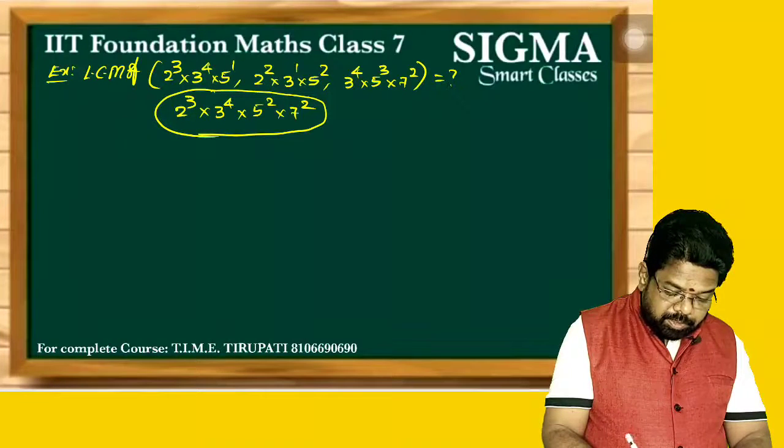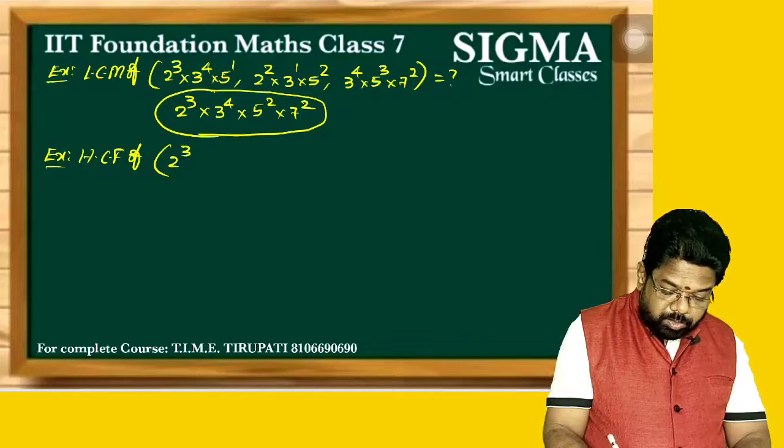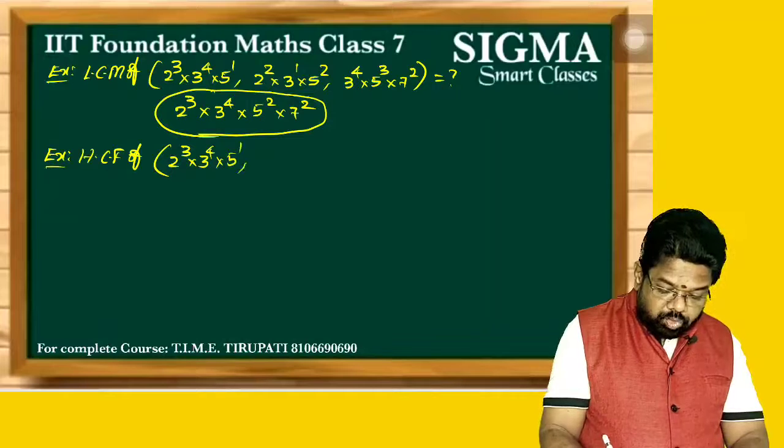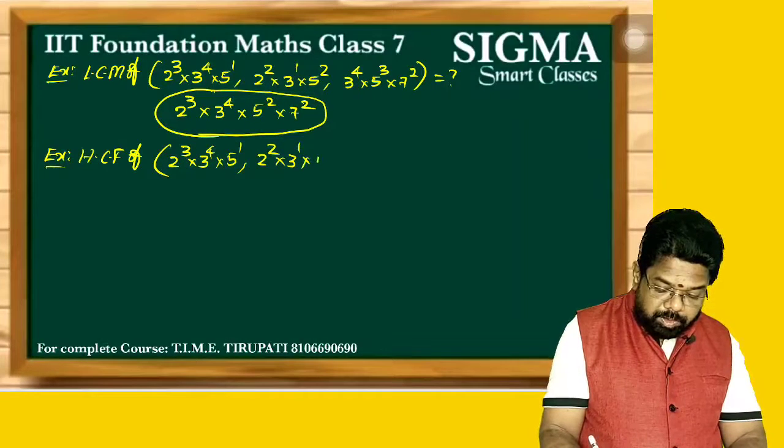Now for the same values, how can we calculate the HCF? HCF of the same values: 2 power 3 into 3 power 4 into 5 power 1. Now 2 power 2 into 3 power 1 into 5 power 2. Okay, so 3 power 4 into 5 power 3 into 7 power 2.